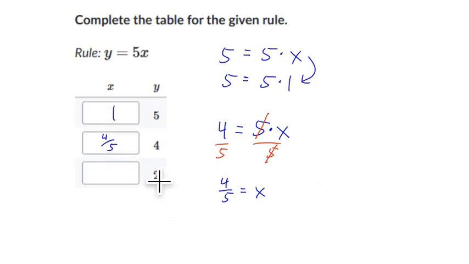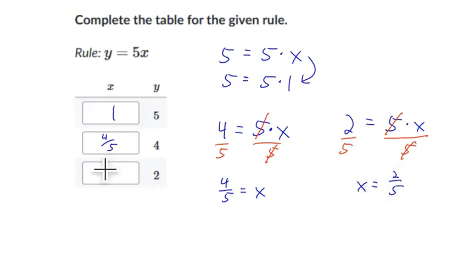Right, now we want an output of 2. So we have 2 equals 5 times x. Let's see, we're working backwards to figure out what x must have been to get an output of 2. So we'll divide by 5. And we can do that because we're doing it on both sides of the equal sign. And we end up with x equals 2/5. So to get an output of 2, we must have had an input of 2/5.